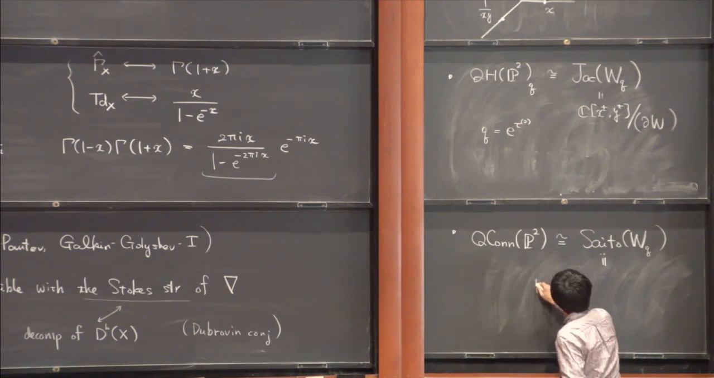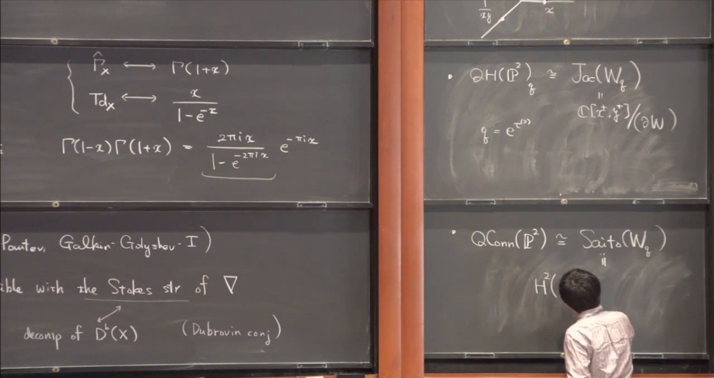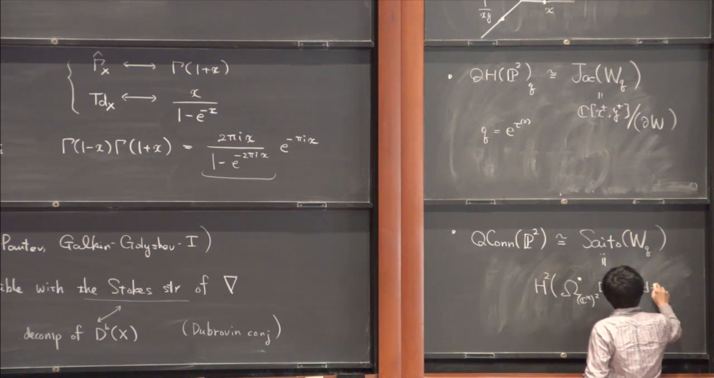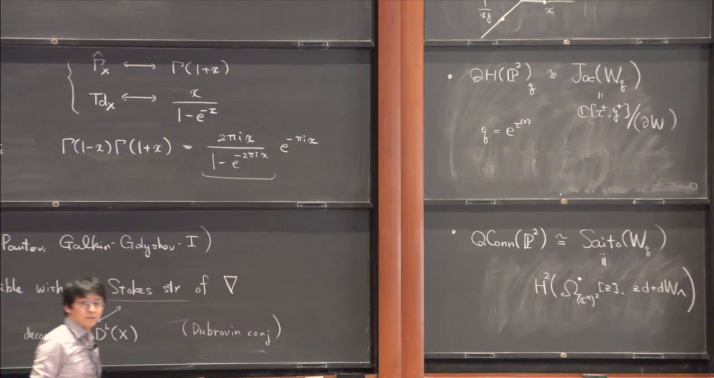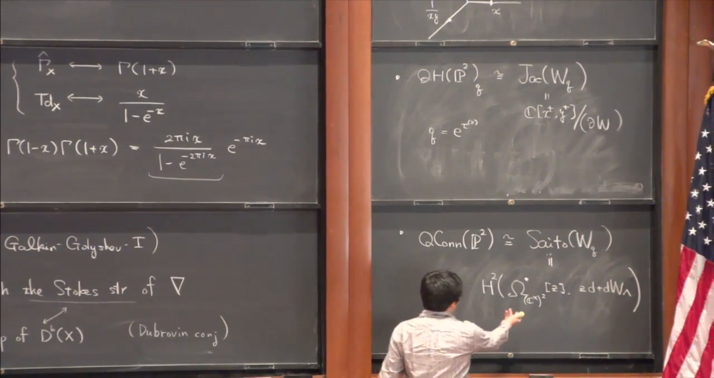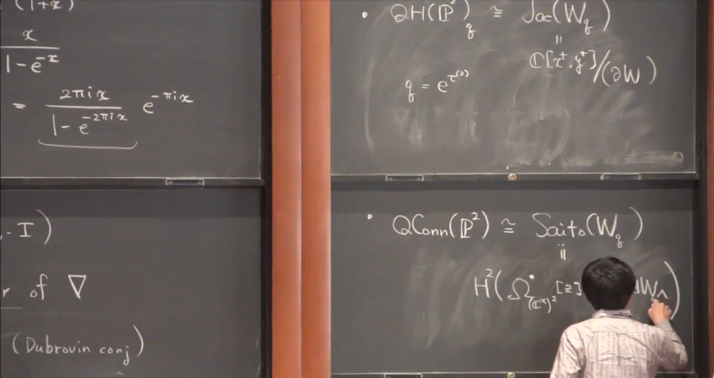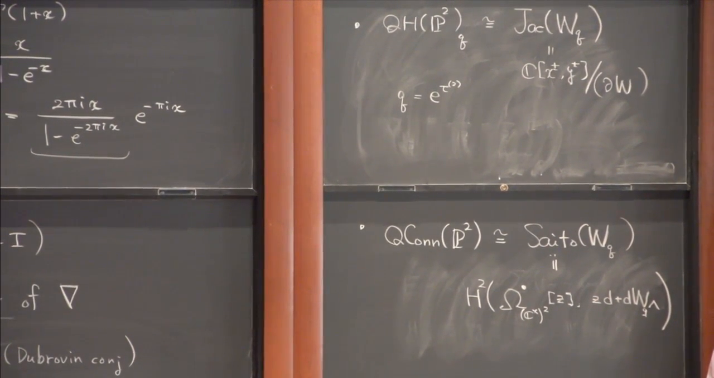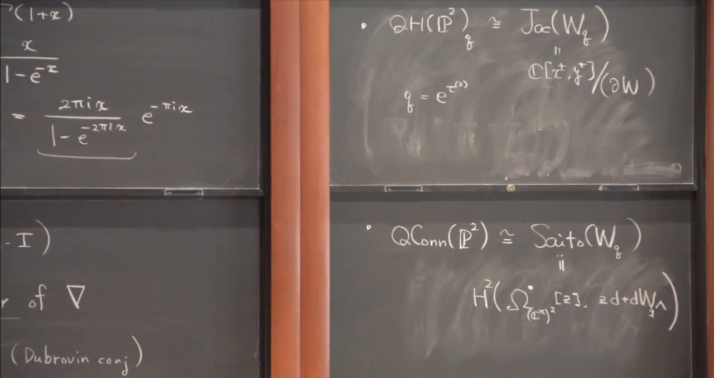So in this case, this is cohomology with respect to the twisted de Rham complex, d plus dW wedge. So twisted de Rham cohomology. And on this side, you have again some connection, the so-called Gauss-Manin connection on the right-hand side, and that matches with the quantum connection on the left-hand side. So this is the toric case of mirror symmetry.